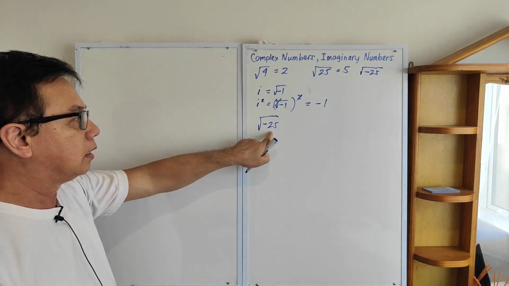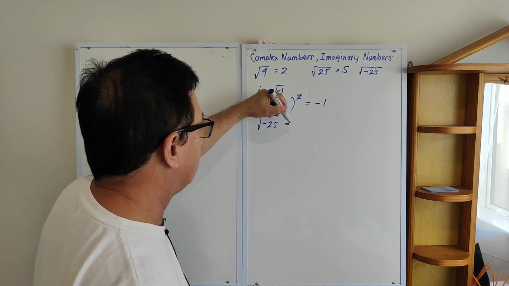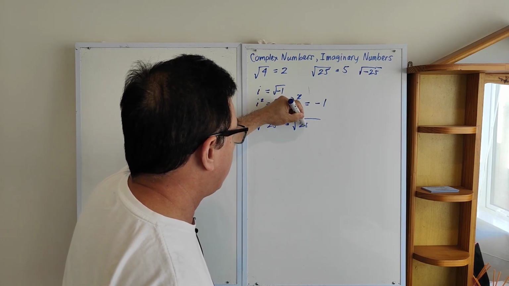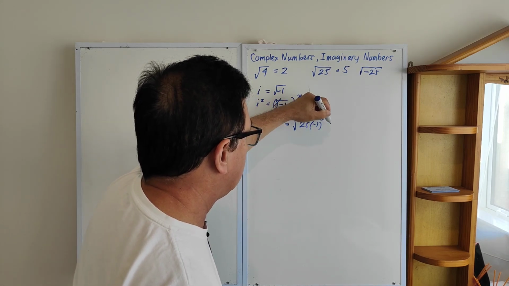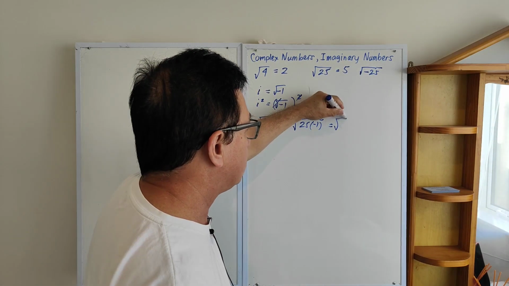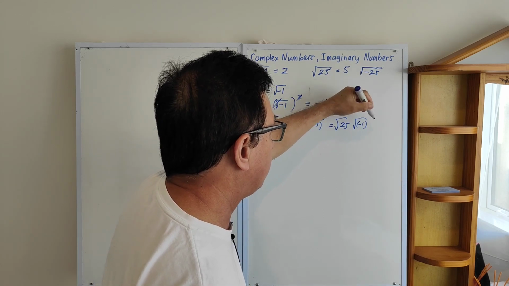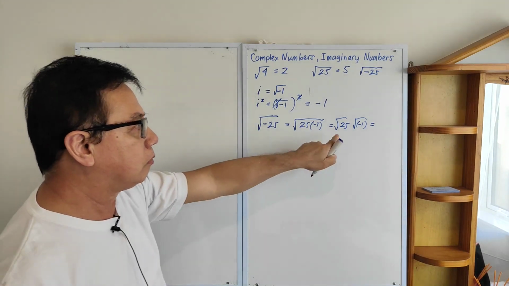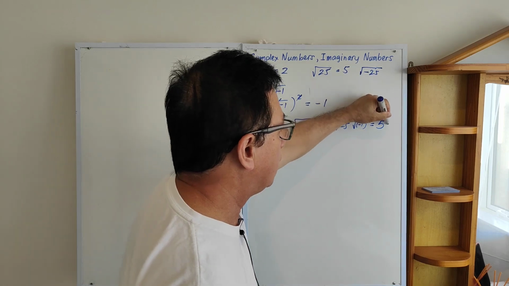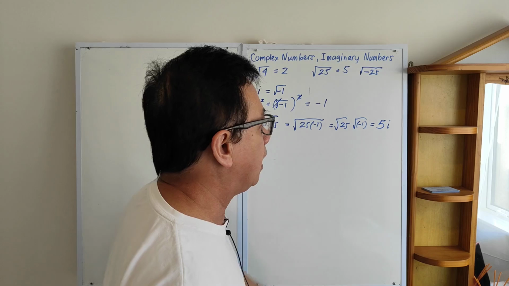So for example, we have the square root of negative 25. We can separate this into two factors: the square root of 25 times negative 1. So we can separate the radical. It will be the square root of 25 times the square root of negative 1. The square root of 25 would be 5, and the square root of negative 1 will be i. So your square root of negative 25 is now 5i.